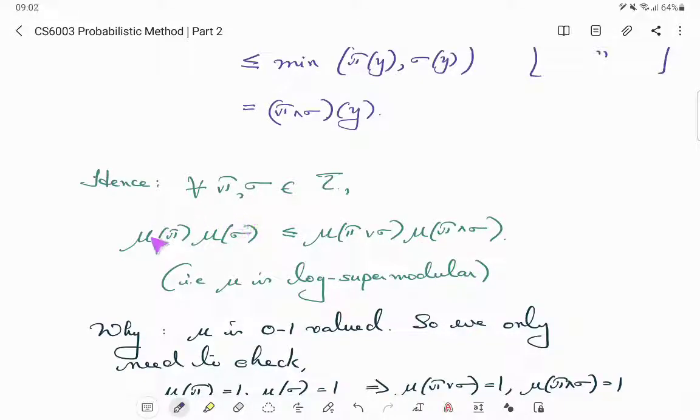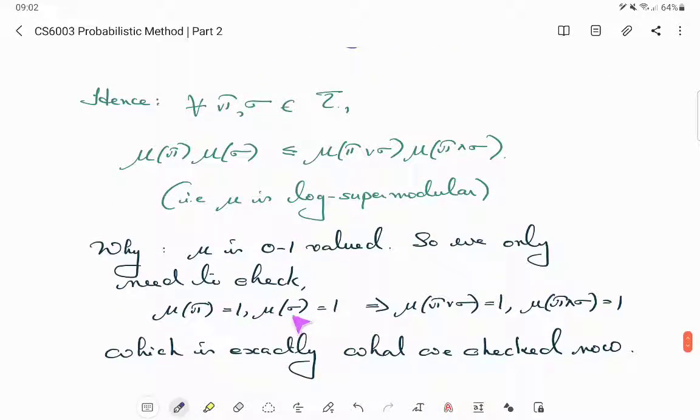In order to show log supermodularity, this is the inequality that we have to prove: mu of pi times mu of sigma is upper bounded by mu of their join times mu of their meet. But now remember, mu is a 0-1 valued function. Mu only takes either 0 if the function does not respect P, and 1 if the function respects P. So the only case where this can go wrong is when both the left hand side terms are 1 and one of the right hand side terms is 0. That's the only way this inequality can go wrong for a 0-1 function.